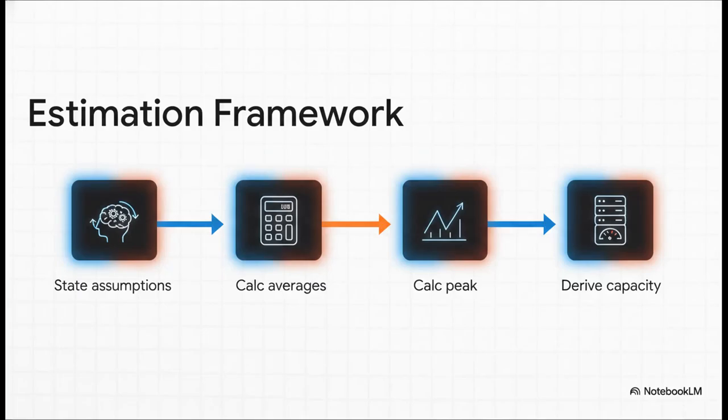Whenever you're hit with an estimation problem, just follow this totally reliable 5-step framework. First, state your assumptions out loud. Next, calculate your average numbers per day. Then you always calculate peak traffic. That's usually 3 to 5 times your average, simply because internet traffic is incredibly bursty. From there, derive your required storage or bandwidth. And finally, perform a sanity check. Remember, getting the exact, precise final number doesn't matter nearly as much as just showing your methodical, logical thinking.